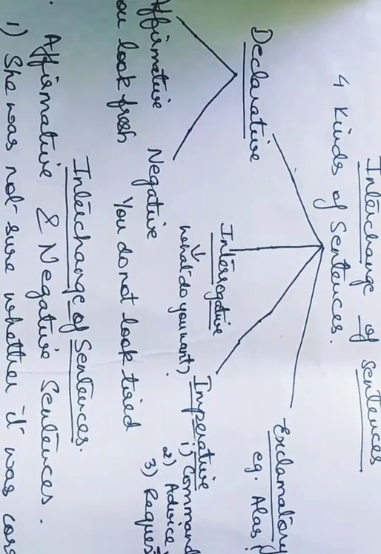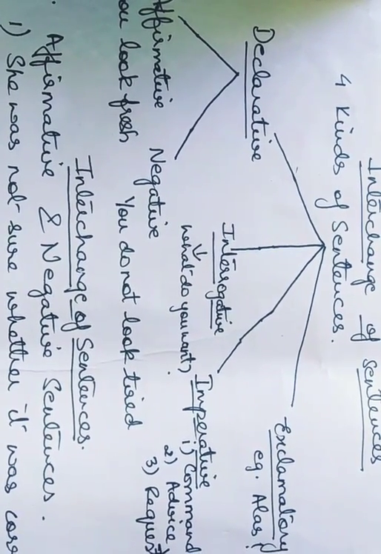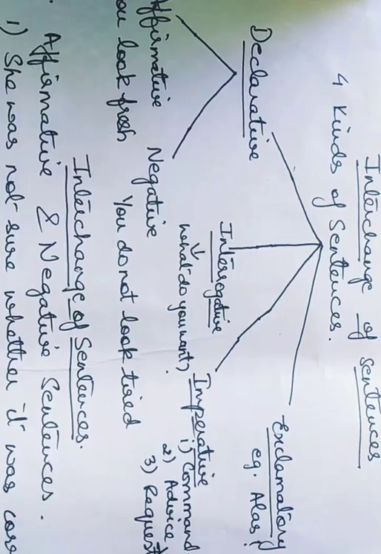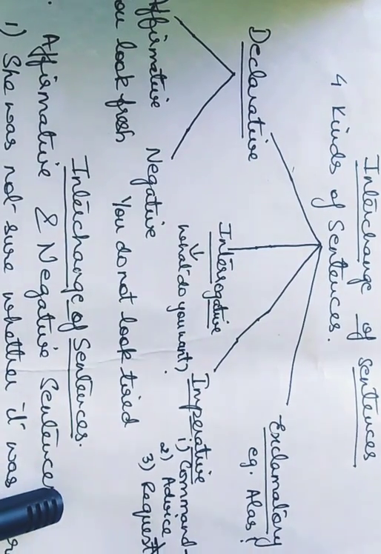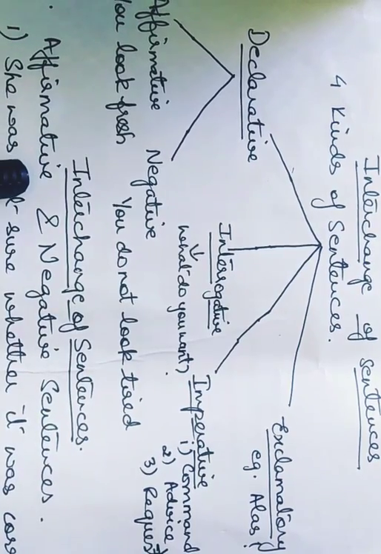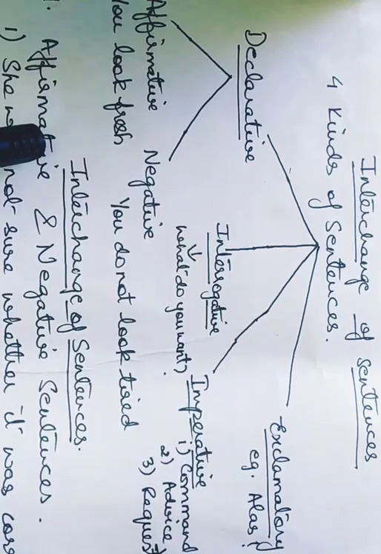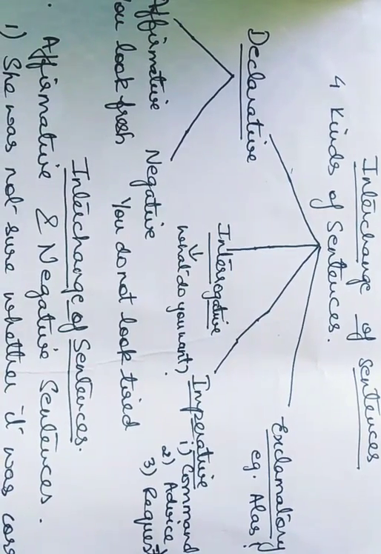Now, the most important thing which you should know in class 9, and which you are supposed to know very well, is interchange of sentences. Now, if you're given an affirmative sentence and you are asked to change it into a negative or vice versa, this is how you go about it.